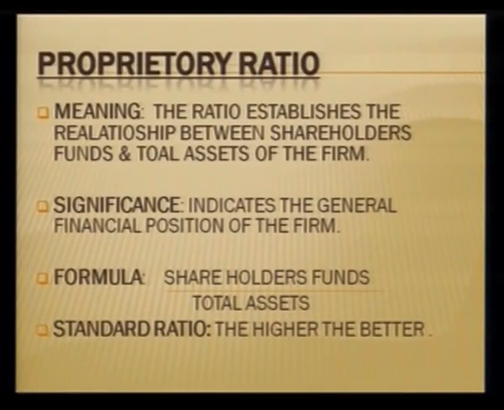Now we come to the second aspect, which covers the proprietary ratio. I will request the ma'am to explain the proprietary ratio to our learners. The second aspect of the solvency ratios is the proprietary ratio, which establishes the relationship between the shareholders' funds and the total assets of the firm. Total assets here would mean the fixed assets, the current assets, as well as the investments. The basic purpose of calculating the proprietary ratio is to indicate the general financial position of the firm, and the formula used is total shareholders' funds upon total assets.